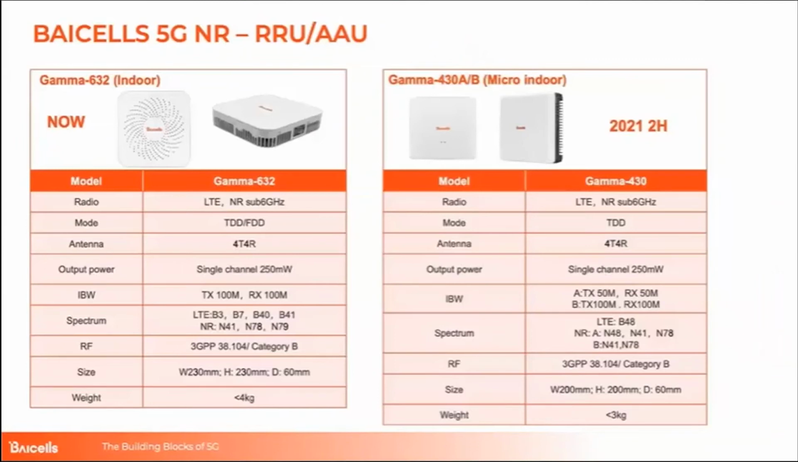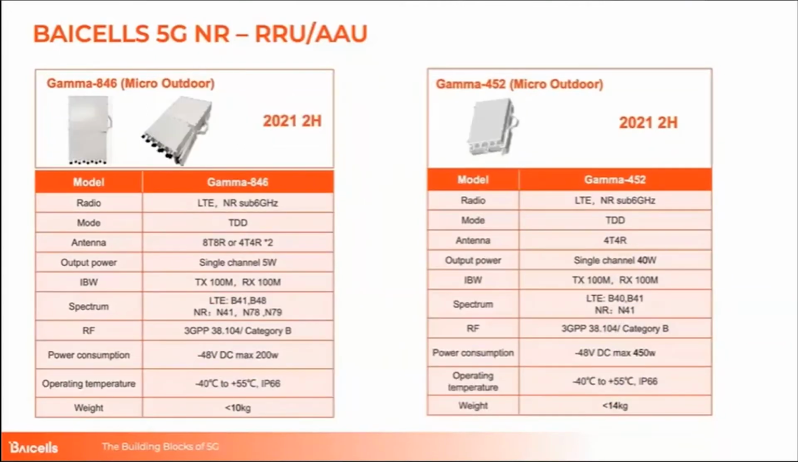We have different RRUs depending on your configuration. We have the Gamma 632. We have the Gamma 430. It's a dual technology, LTE and 5G, sub 6 gigahertz. The bandwidth is up to 100 megahertz because of the 5G. Spectrum is CBRS and N41 and N78. N78 is like N41 because it includes the N41, like CBRS over 5G. So we have many different radios, indoors and outdoors.